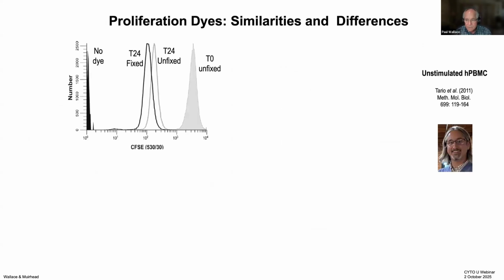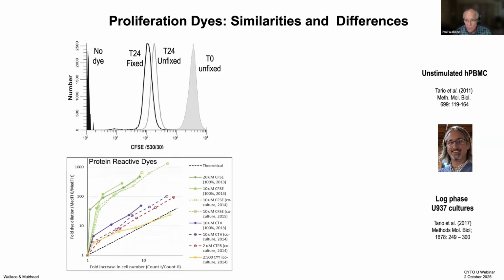One important difference between the dye classes is how soon after staining a dye dilution can be initiated. Quiescent lymphocytes are shown here, and when stained with protein dyes they exhibit a very rapid, division-independent intensity loss during the first 24 hours. And logarithmically growing U937 cultures exhibit a biphasic loss, with the initial rapid phase being division-independent, so it's sort of illustrated here and here.